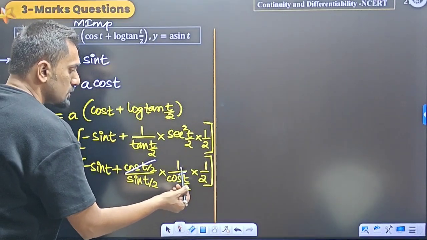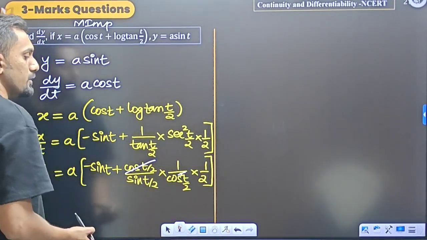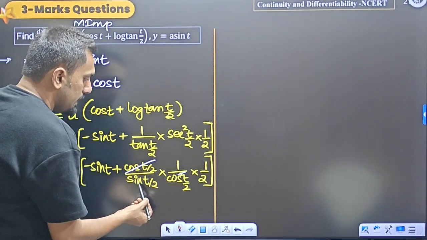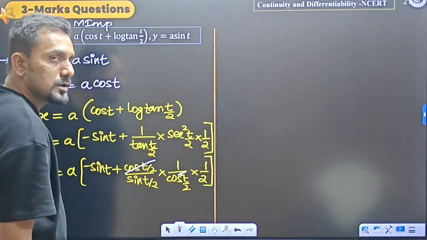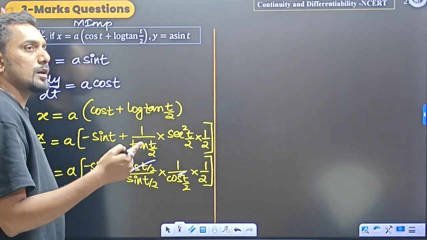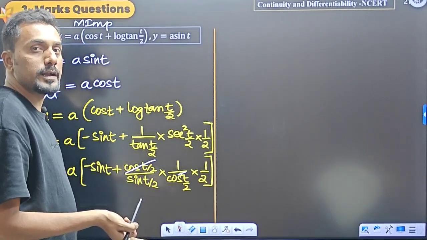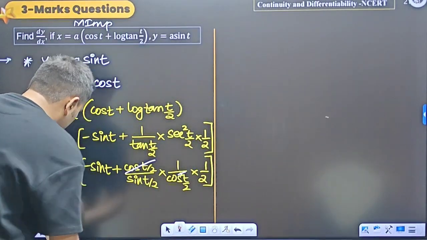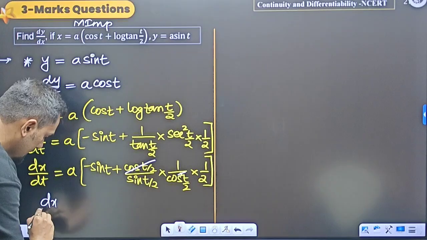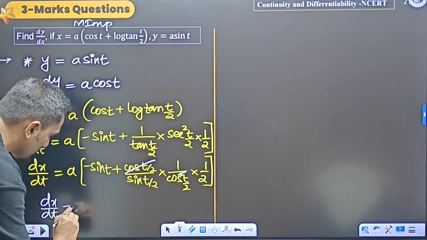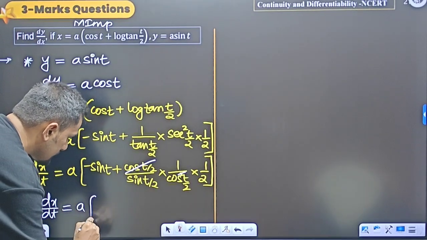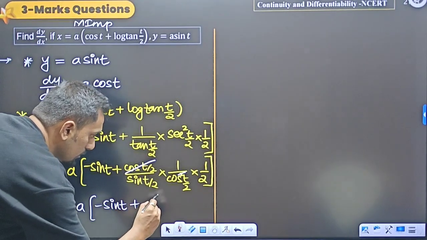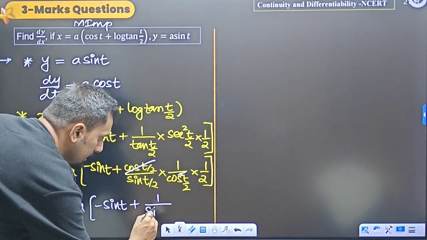In the denominator there was cos square t by 2, and one cos t by 2 cancels. So what remains is 2 sin t by 2 into cos t by 2, and 2 sin theta by 2 into cos theta by 2 is sin theta. So dx by dt is equal to a into minus sin t plus 1 divided by sin t.